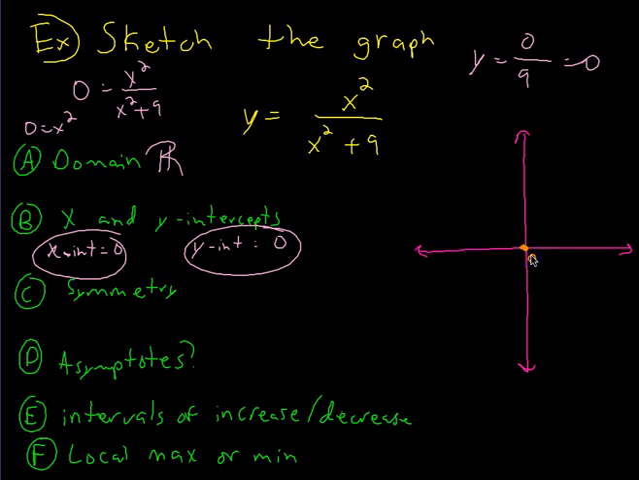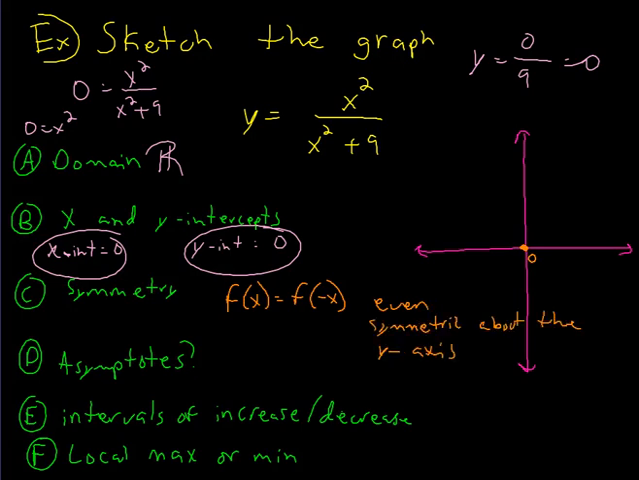And symmetry. Symmetry is found this way. Basically, symmetry means that if f of x equals f of negative x, then it's an even function, and it's symmetric about the y-axis. That means if I plug in a number for x, and I plug in a negative number for the same x, I will get the same output. That means it's an even function and symmetric about the y-axis.